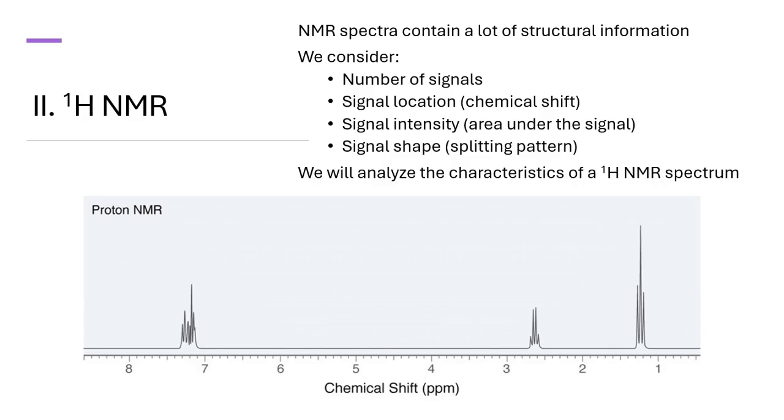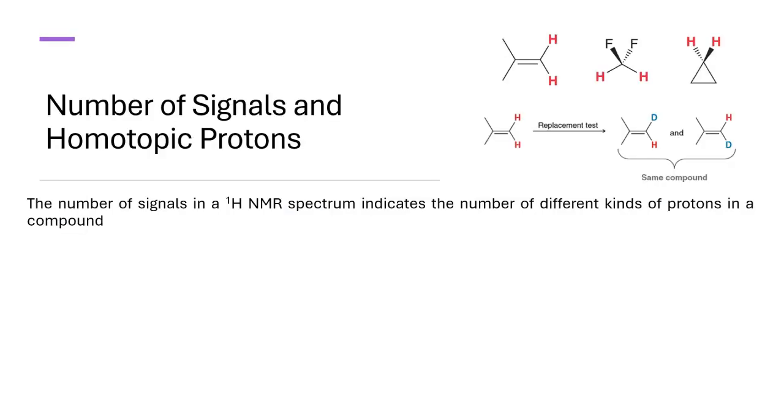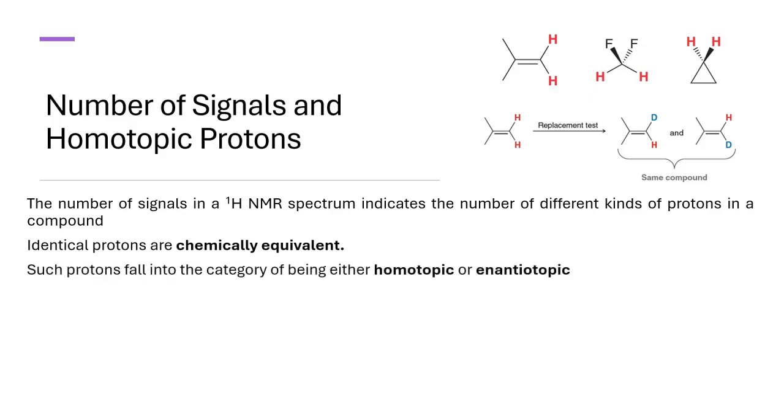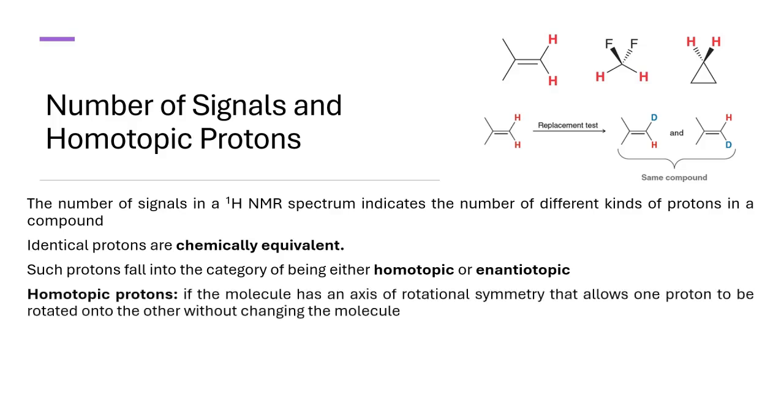We will analyze all of these characteristics of a 1H NMR spectrum, which looks like the spectrum you see here below. Number of signals and homotopic protons. The number of signals in a 1H NMR spectrum indicates the number of different kinds of protons in a compound. Identical protons are chemically equivalent and will give the same signal. The way that we can tell that we have chemically equivalent protons is if they fall into the category of either being homotopic or enantiotopic.